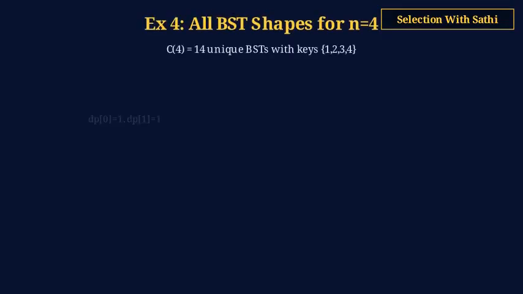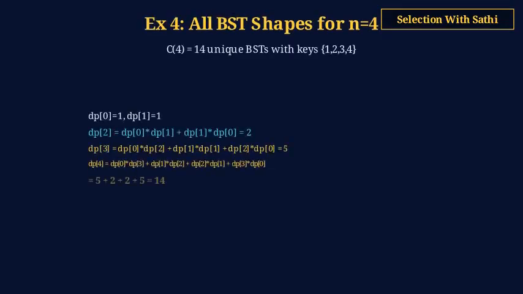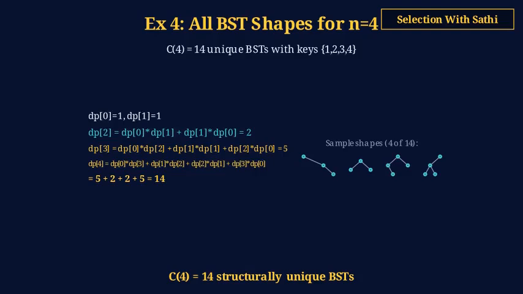How many unique BSTs can be formed with keys 1, 2, 3, 4? Base cases, dp of 0 equals 1, empty tree, dp of 1 equals 1, single node. dp of 2, root 1, left 0, right 1. dp 0 times dp 1 equals 1. Root 2, left 1, right 0. dp 1 times dp 0 equals 1. Total dp of 2 equals 2.